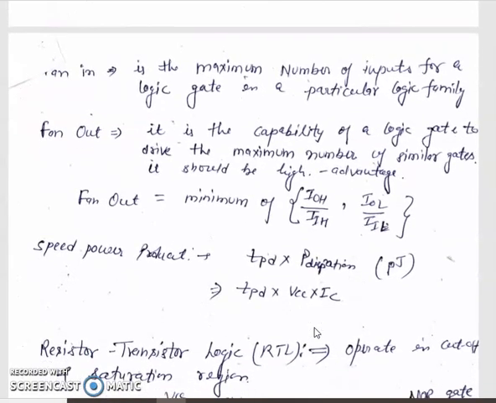That is the minimum of, this is the ratio of output current at the high level and the input current at the high level, and this is the ratio of current at the low level for input and output currents. Okay, next is speed power product. What is the speed power product? This is the product of propagation delay and power dissipation. So tpd and VCC into ICC, this is the formula for speed power product.